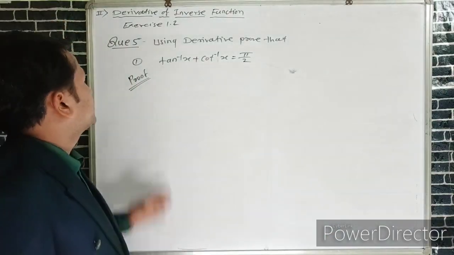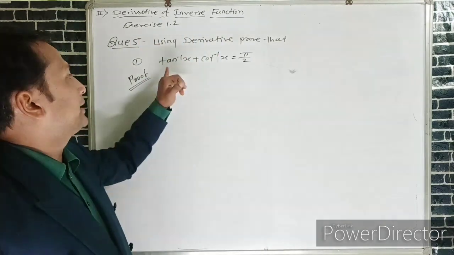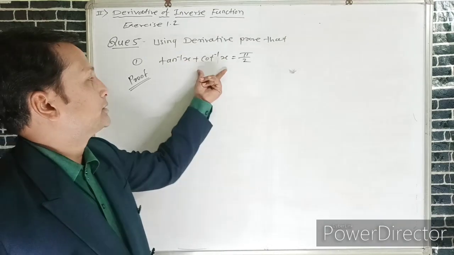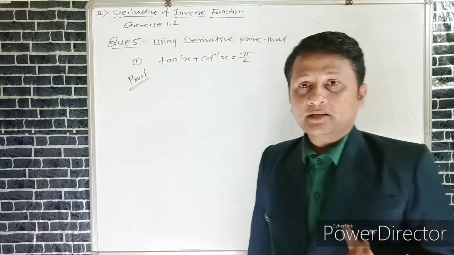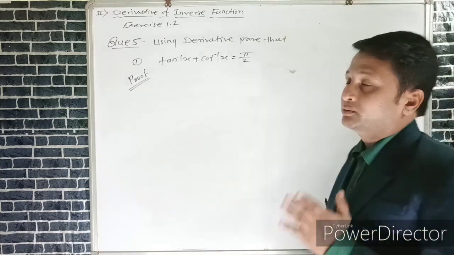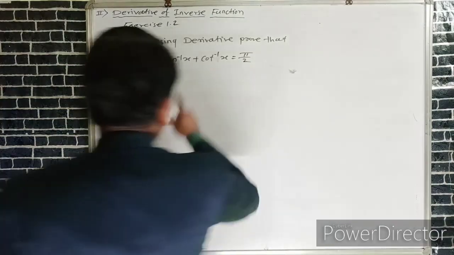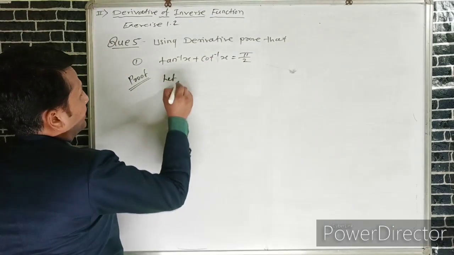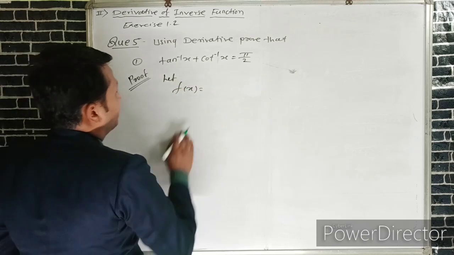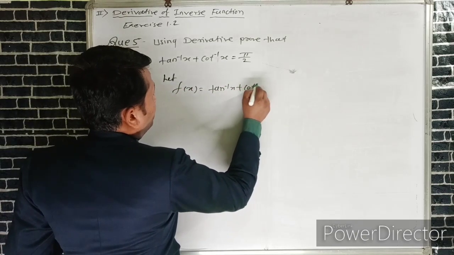Next, question number 5: using the derivative we have to prove that tan inverse x plus cot inverse x is equal to pi by 2. To prove this condition, first we consider the given function tan inverse x plus cot inverse x as f of x. Let f of x is equal to tan inverse x plus cot inverse x.